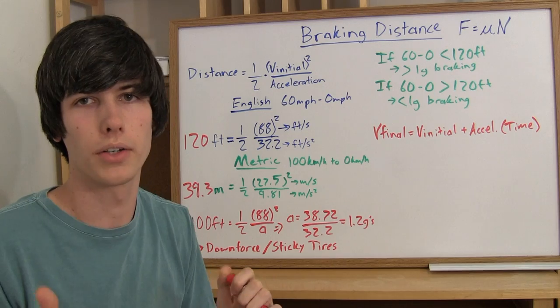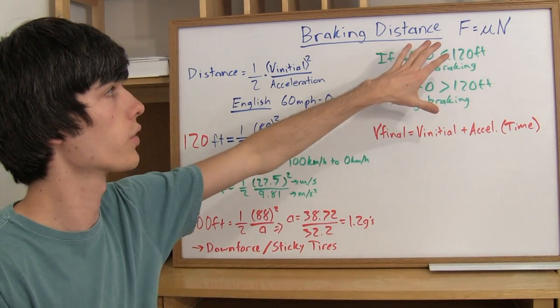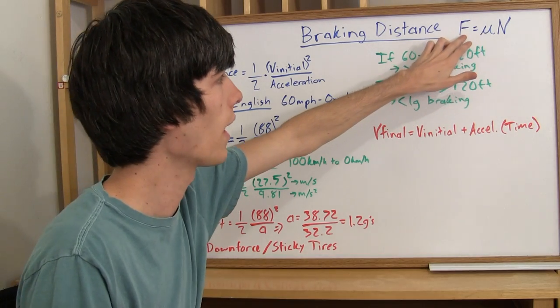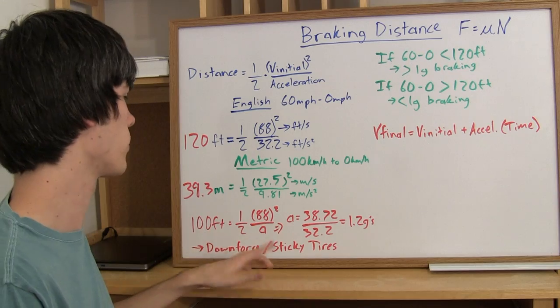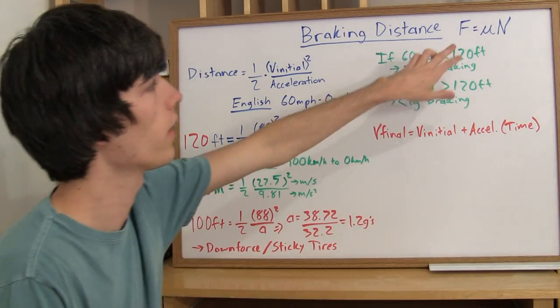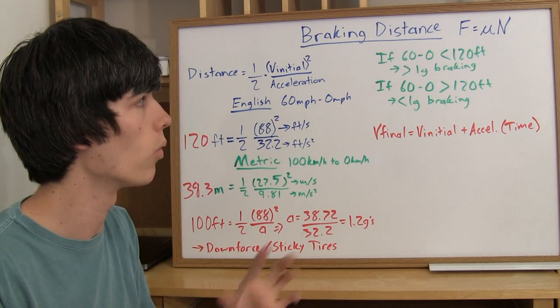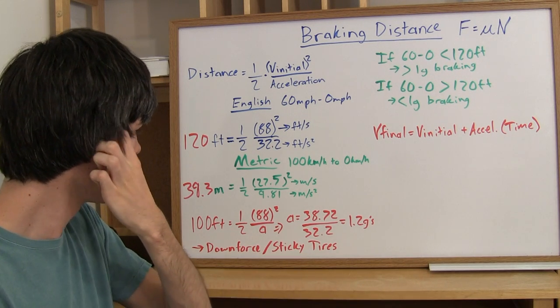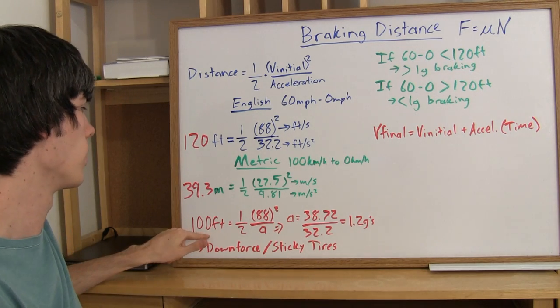If you put a spoiler on your car, for example, you're increasing the force down on your car, and then you can apply a greater force when you brake. Also, you can have stickier tires. If you have tires with a frictional coefficient of, say, 1.1, then you can probably stop at about 1.1 Gs.